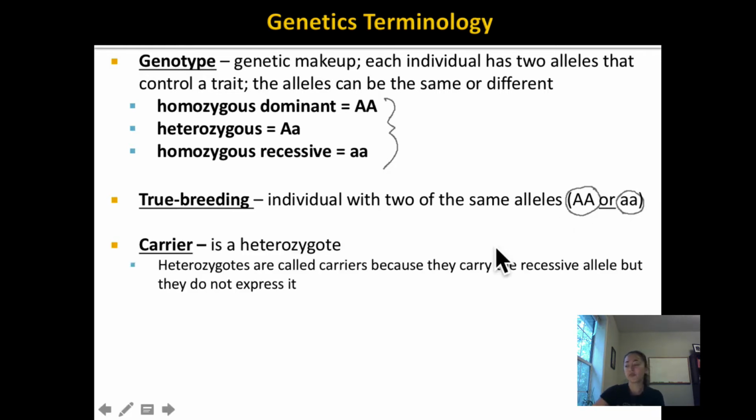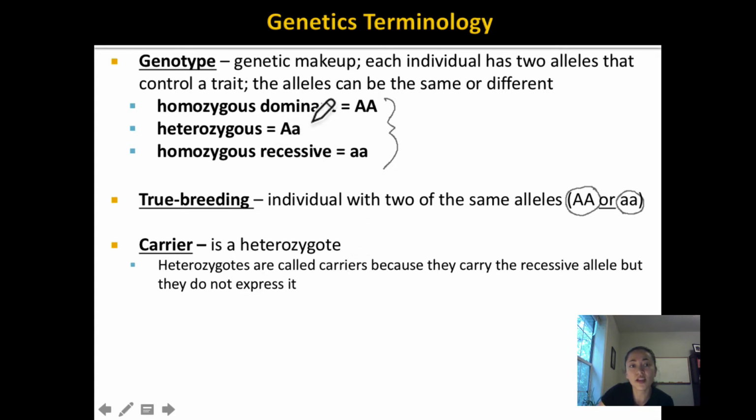Another important term that you might see is carrier. A carrier is simply a heterozygous individual. It's another word used for a heterozygous individual because a lot of disorders are caused by a recessive allele. So we usually call an individual that's carrying that disorder, but not expressing it, a carrier. If an individual is heterozygous for a disease caused by a recessive allele, that means they will carry the recessive allele, but they're not going to express it.